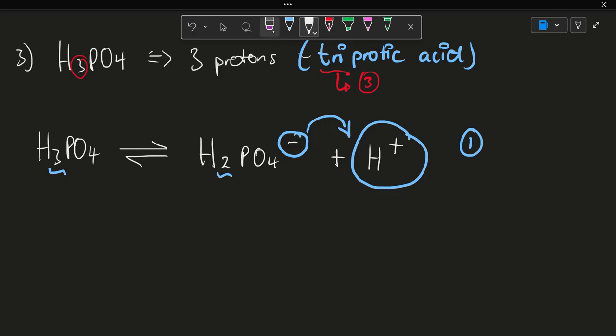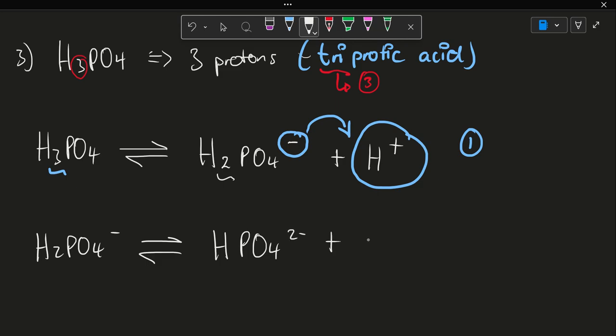Now notice something again. H2PO4 minus still has 2 hydrogens, meaning it can lose 2 more. Therefore, we take it again and we have H2PO4 minus, right? And then what does that give me? It gives me HPO4 2 minus, plus H plus. You then notice something. What do you notice? You notice the 2 minus. What does it tell you? It tells you that I have lost my second proton.